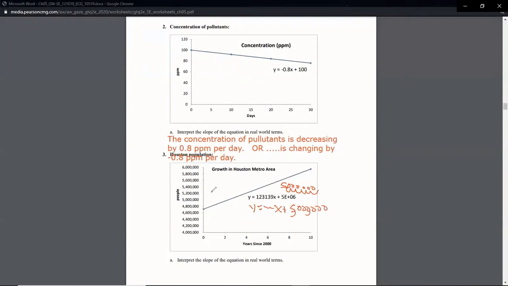Now, we don't even need that number for this problem. All we're doing is interpreting the slope. This is the intercept, or the fixed amount. So it has nothing to do with the question, thankfully. But we will talk about it later.